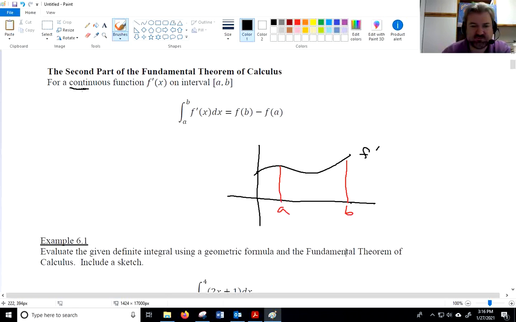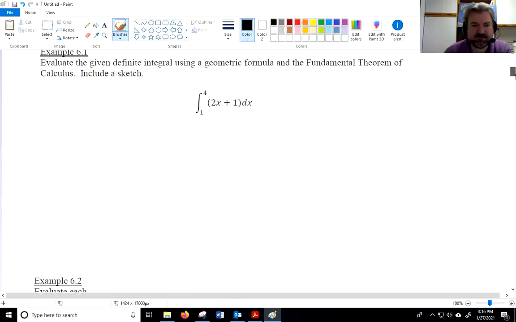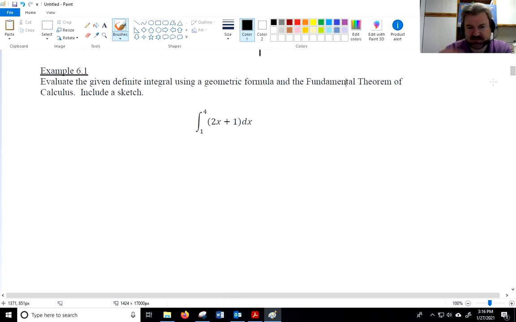It turns out this word continuous can actually be relaxed a little bit in certain cases. But it still has to follow some pretty important rules. So we'll just start with the word continuous, and we'll look at special cases as we get there. All right, let's evaluate the given definite integral using a geometric formula and the fundamental theorem of calculus.